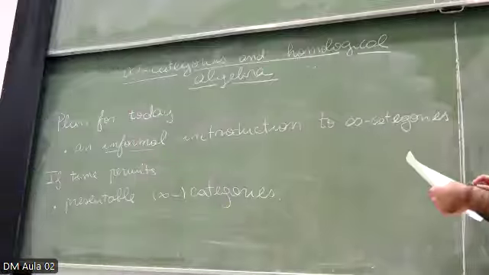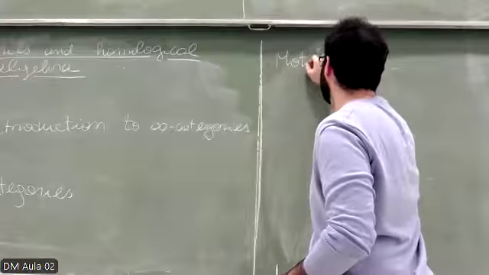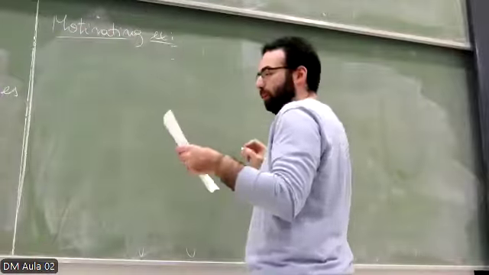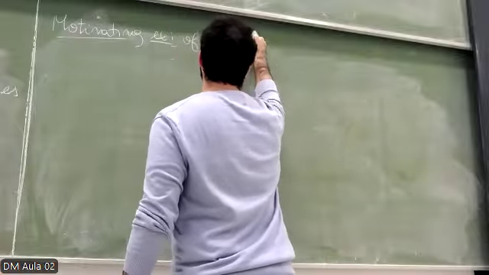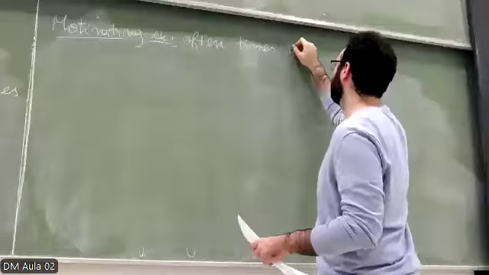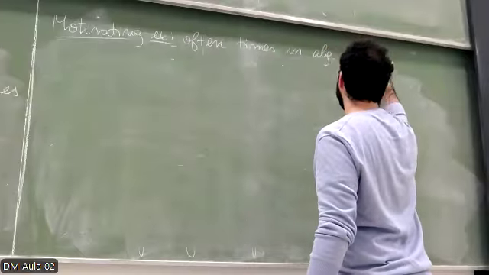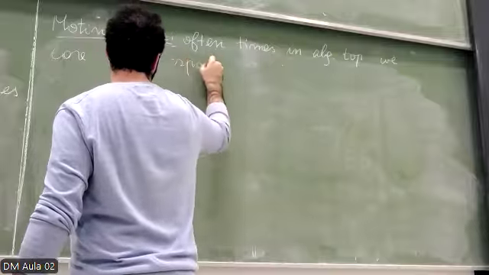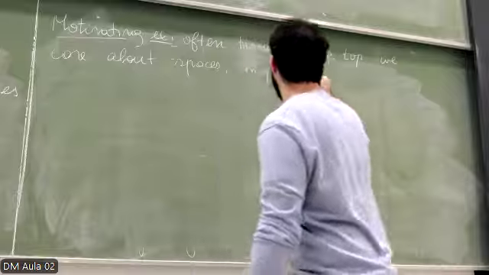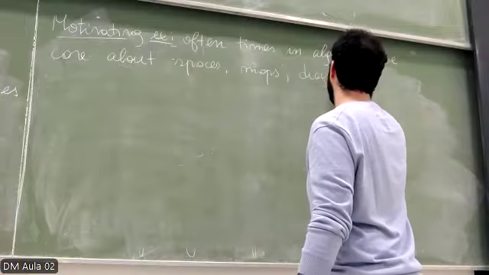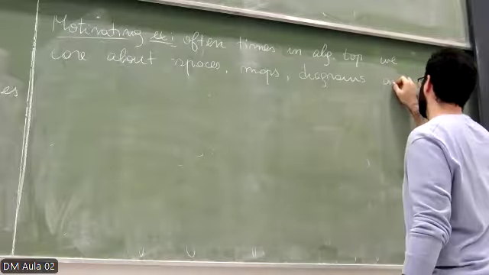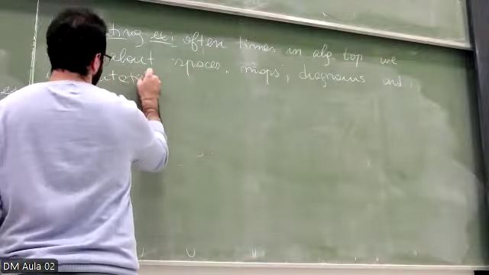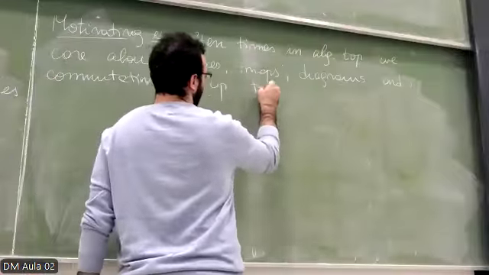So let's start with some motivation. One slogan I want to make clear is that oftentimes, say in algebraic topology, we care about spaces, maps, diagrams, and commutativity up to homotopy.